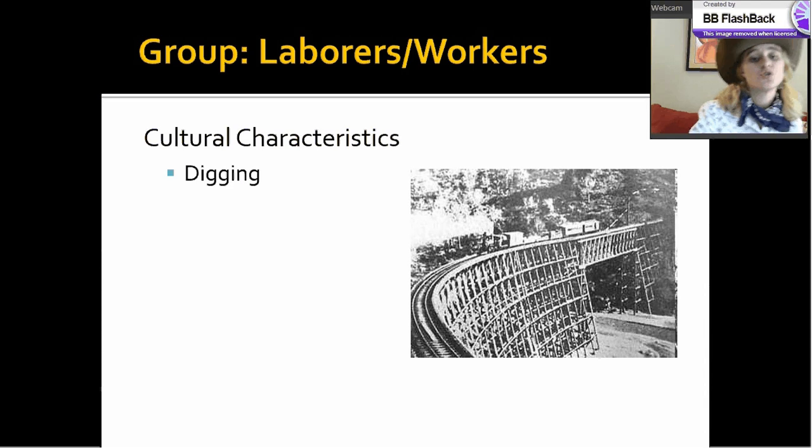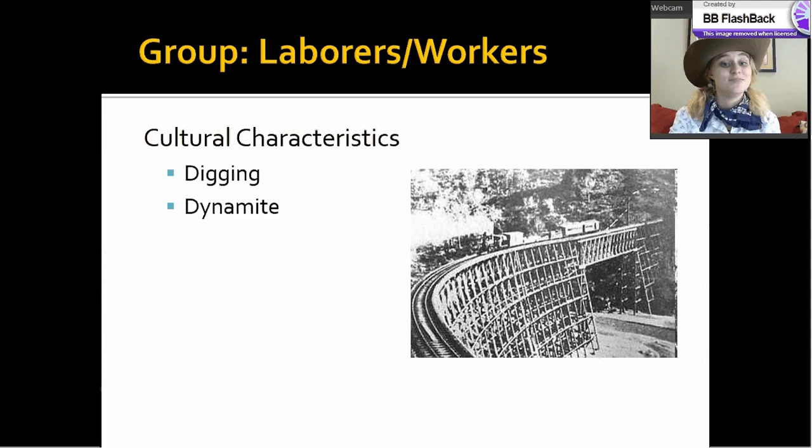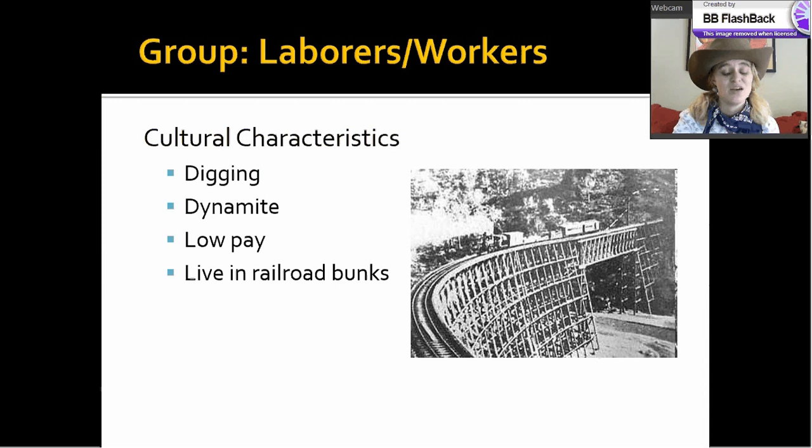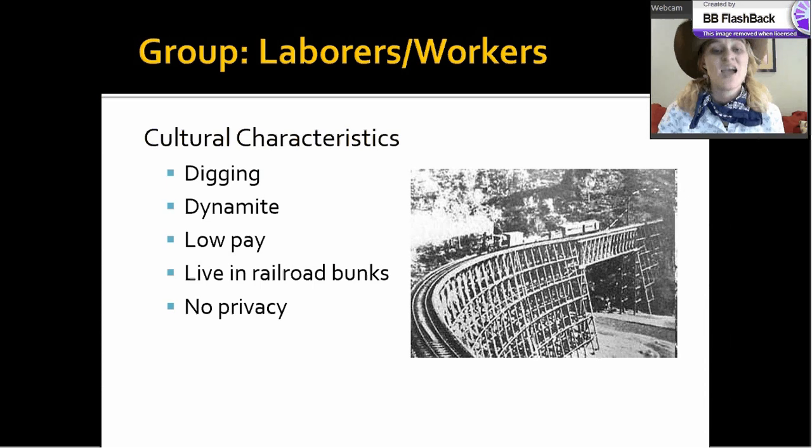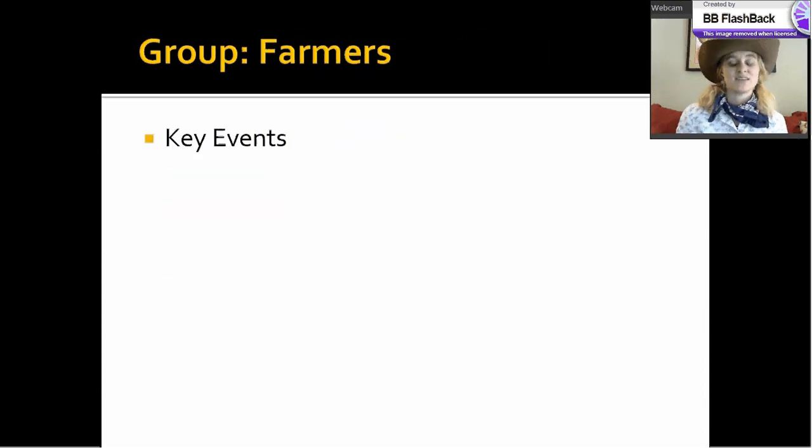Now, in terms of the cultural characteristics of railroad workers, there's a lot of digging, a lot of dynamite, a lot of low pay. Like I said, this is a job that not many Americans wanted because it was incredibly dangerous and you didn't get a lot out of it. These guys are living in railroad bunks that are basically just shacks thrown together by the sides of the tracks. There's no privacy. It's a hard life that you might not even survive from. If you're blasting through mountains, there's a really big possibility that you can die. So it was a really hard life for these guys.